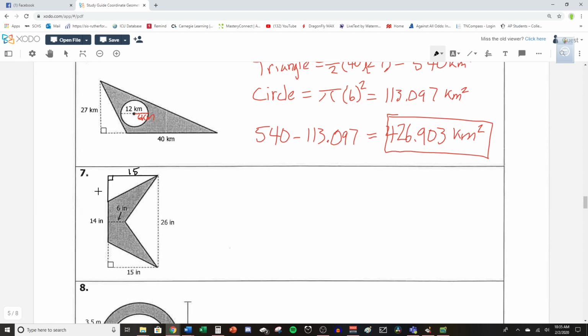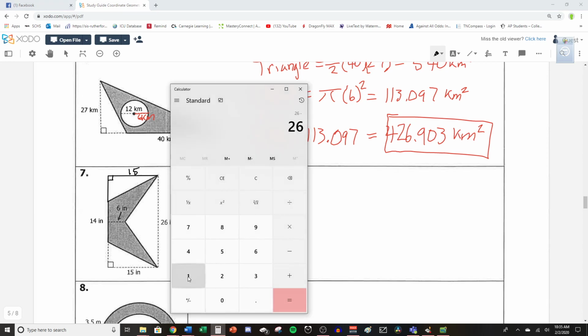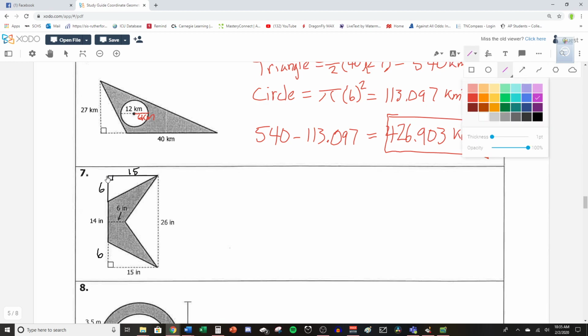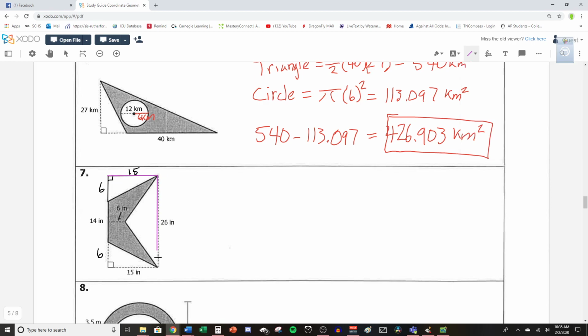This is going to be the difference between these. So if we think about this, 26 minus 14, this whole thing should add up to 26. If I take 26, take away 14, that means this area plus this area should equal 12. So this is going to be 6, and this will also be 6. When all this is added together, we get our full shape. To find just the gray part, I'm going to find the area of this whole shape first. Let me outline that in purple.